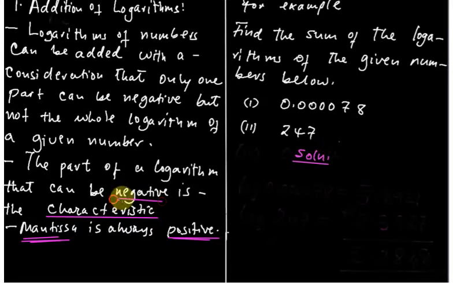Characteristic can be negative. So when we add or subtract, we should take precaution of this: the characteristic can be negative, and we are going to see how, but the mantissa is always positive.